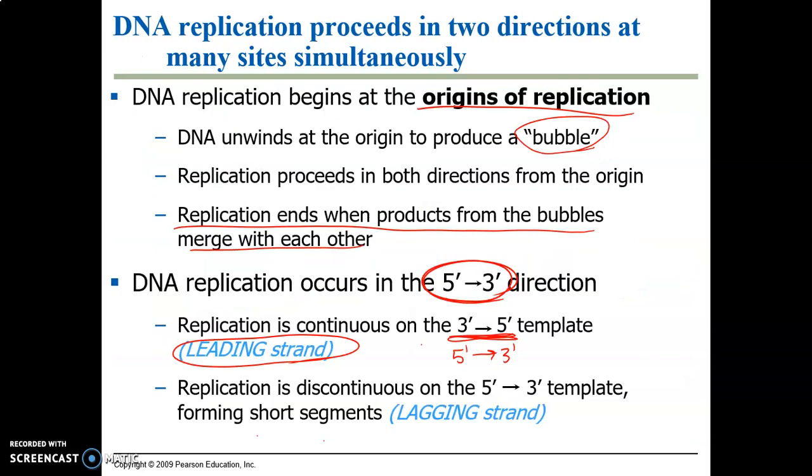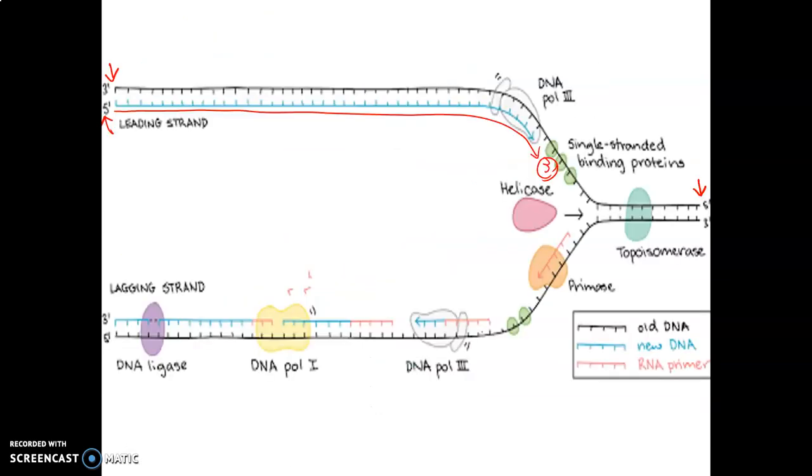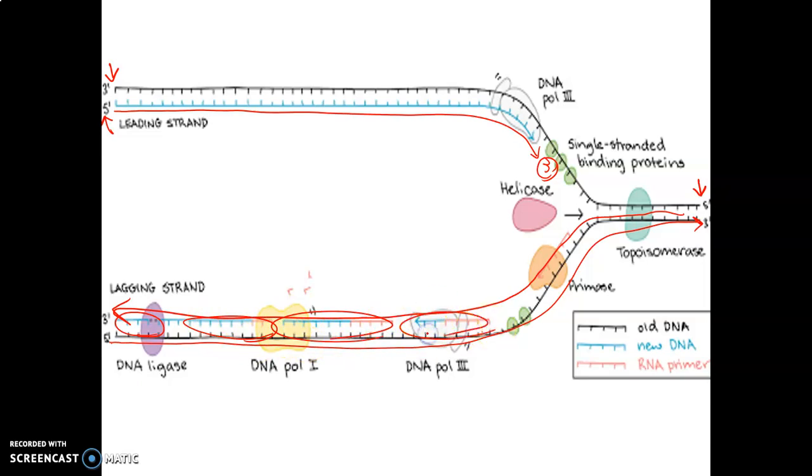And then if we look back at the slide that we were on, replication is discontinuous on the 5' to 3' template. That's because when we are building, the helicase is going that way, but we have to replicate in the 5' to 3', which is going the opposite way. And so again, if we look at our picture, here's our helicase, in this case, moving from 5' to 3', and so replication has to move in the opposite direction. So that's why we get all these little Okazaki fragments that have to be built.